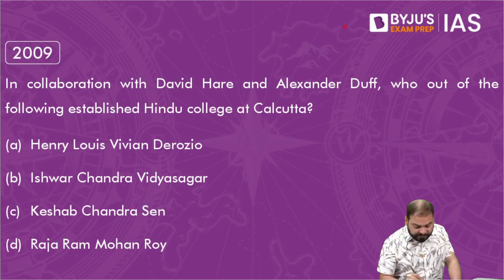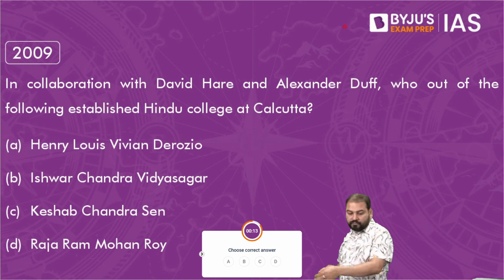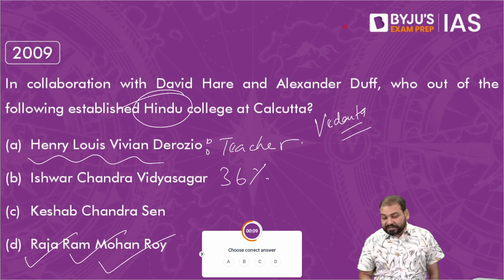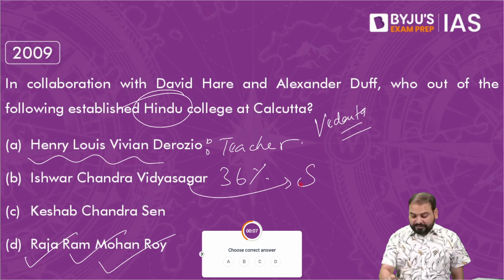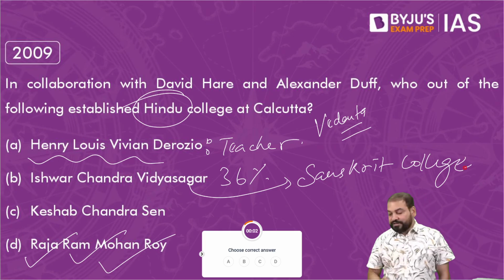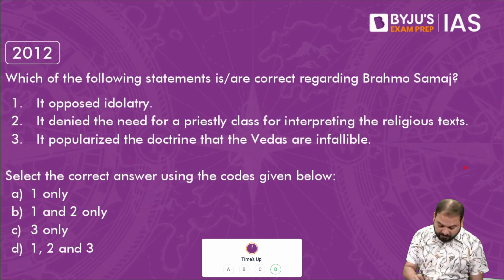Simple question, 15 seconds for you people. Very simple question. This college: Ishwar Chandra Vidyasagar had got the Sanskrit college created in those days. Moving ahead. Everyone, we'll give you 1 minute for this.